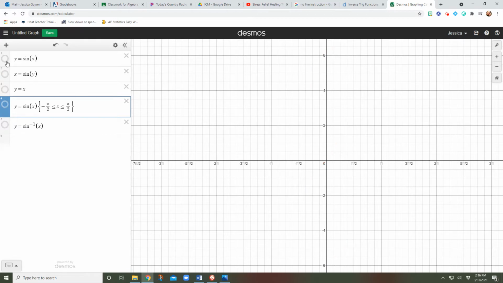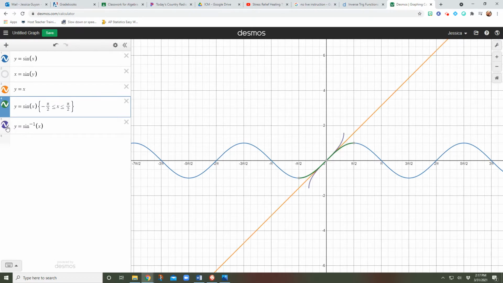So if we look back at our sine function, we want to just take a chunk of this. And we're going to take the chunk that goes from negative pi over 2 to positive pi over 2. And the reason that we do that is because when we reflect across that line, y is equal to x, we end up with this little piece here. And notice that this little piece is now a function.